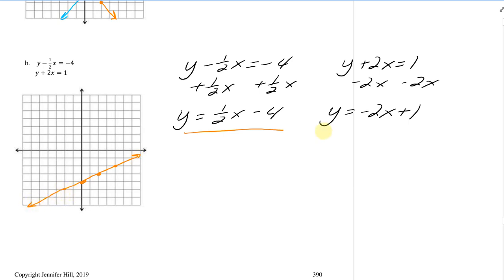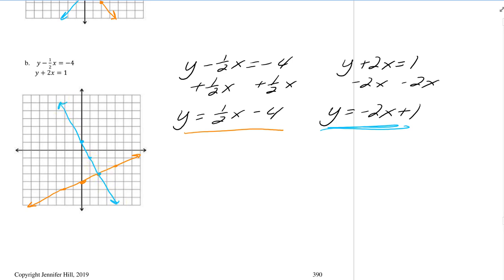And now let me do the other one. I'll use this color. Here the y-intercept is 1, and then I'm going to go down 2 over 1. Down 2 over 1. Okay, so I've got that, and there's my line.